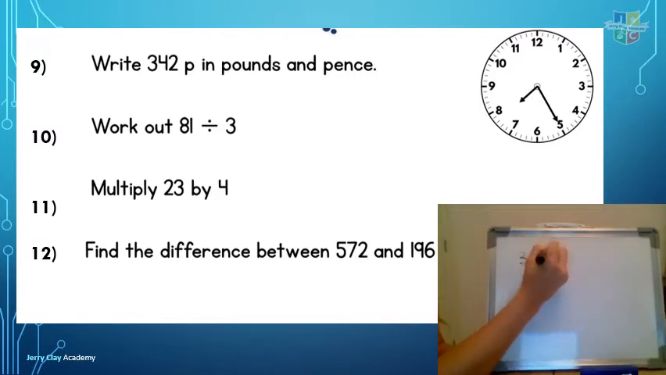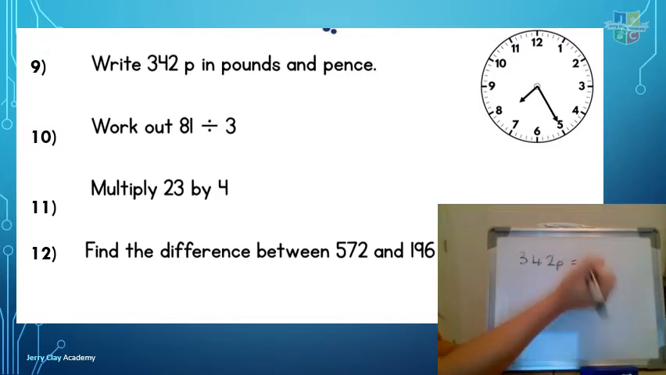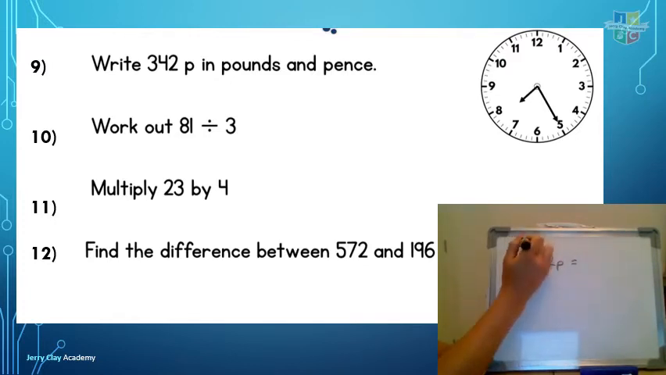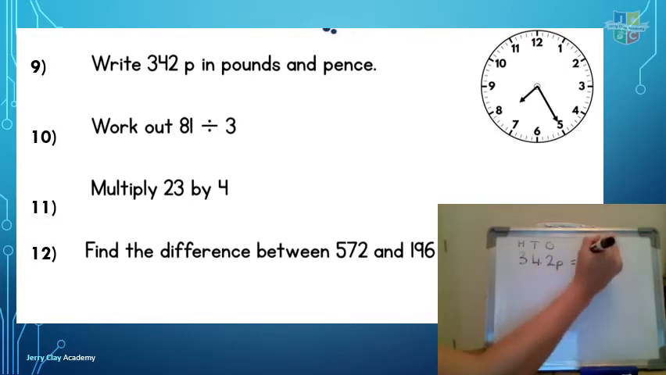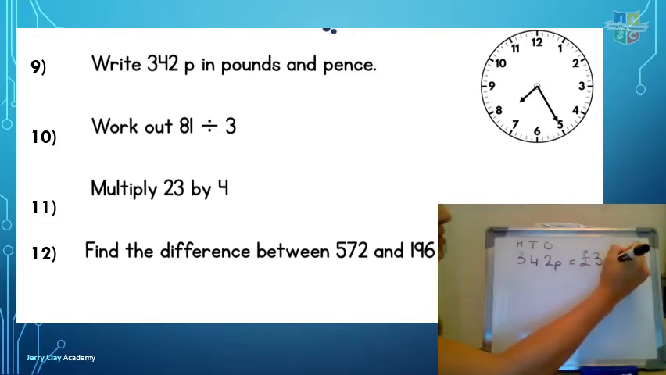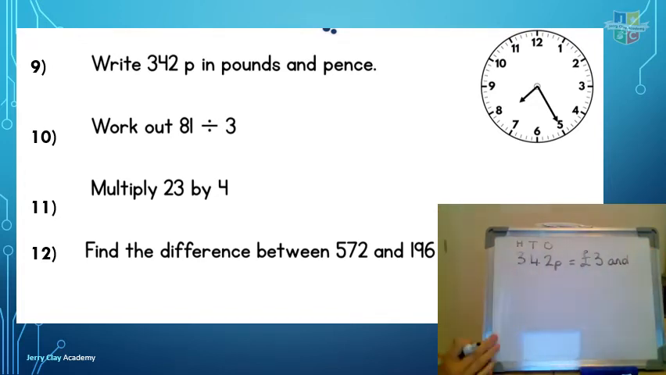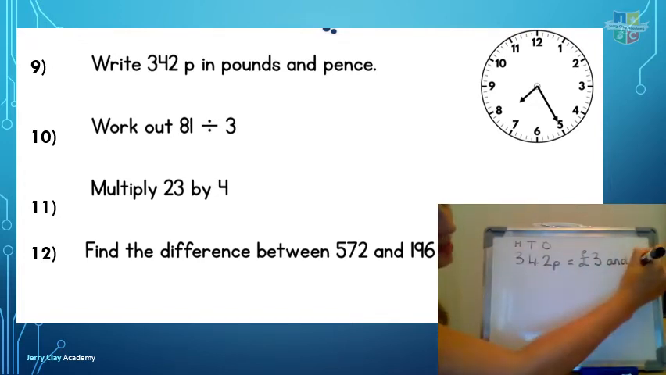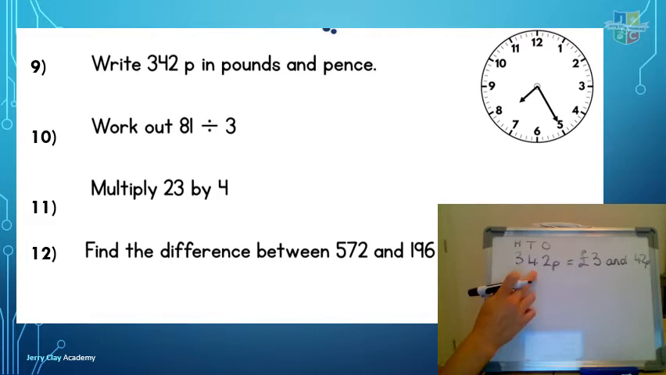Now we're going to do 342 pence into pounds and pence. If I write my hundreds, my tens and my ones above it, I know that in a pound there are 100 pence. So if I've got 300 pence, I've got 3 hundreds, so I'm going to have £3, and my pence is going to be 42 pence left, because when we have pence, it is a 2-digit number, and when it becomes a 3-digit number, it would become into the pounds.